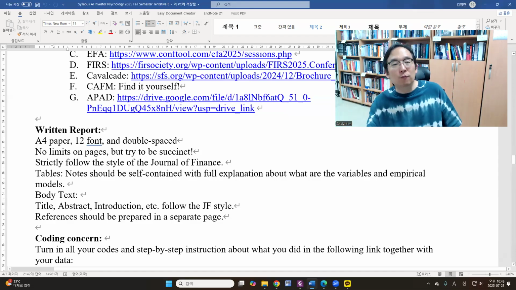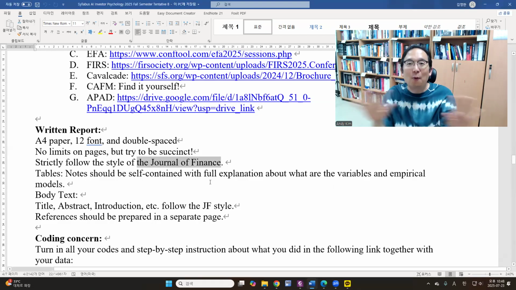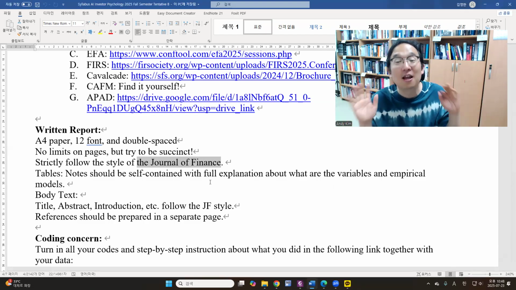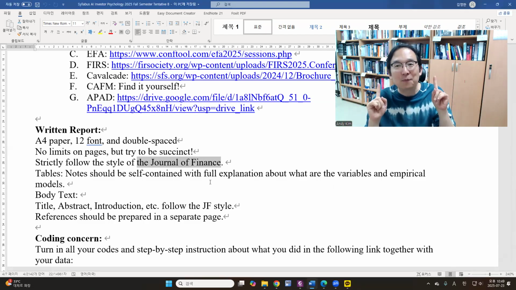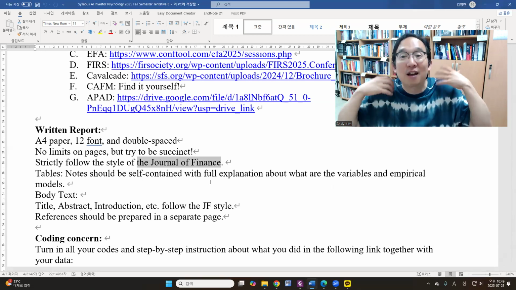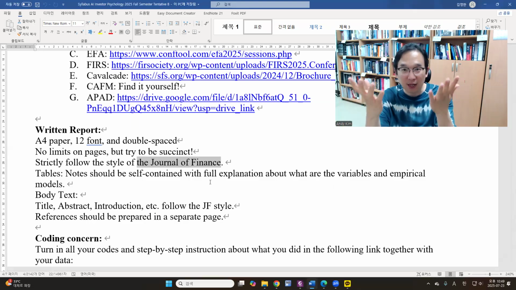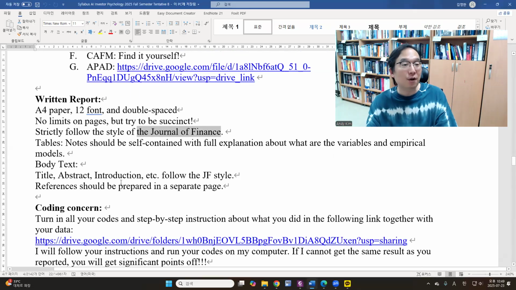Maybe for undergraduate students, this may seem like, oh, that's killing me, a daunting task. No, it's not that terribly difficult, okay? Don't freak out. I tell you, okay? If you're going to freak out in front of me and tell me, I'm going to go together with you step by step. I'm here for you, okay? I am here for you. And then references should be prepared on a separate page.